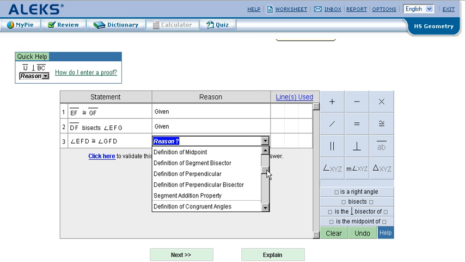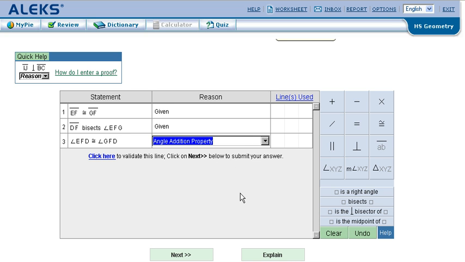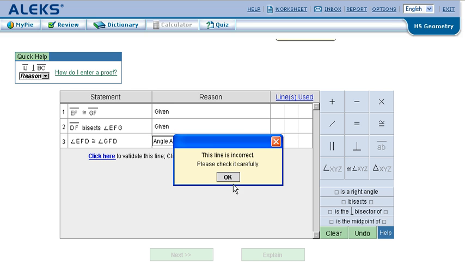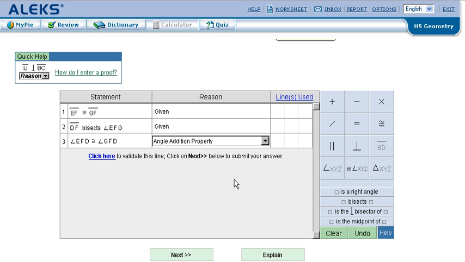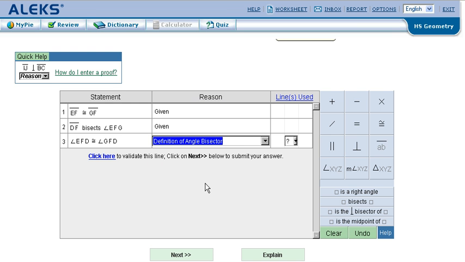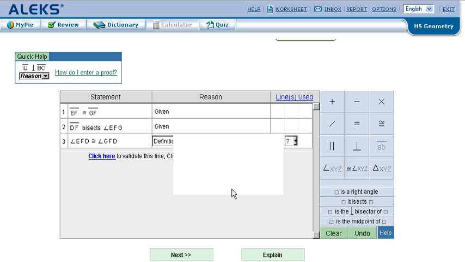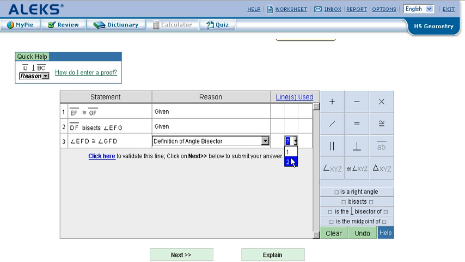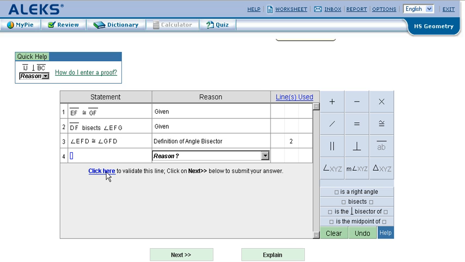So we come here, we're looking for a definition of an angle bisector. Right there. Make sure it's angle bisector and not a segment bisector. Oh, I did angle addition. I wanted bisector. Make sure you click the correct one. Yep, good. And where do I get that information? From line 2. So far what do we have? We have a pair of sides which are congruent, and because of the bisector we have a pair of angles.